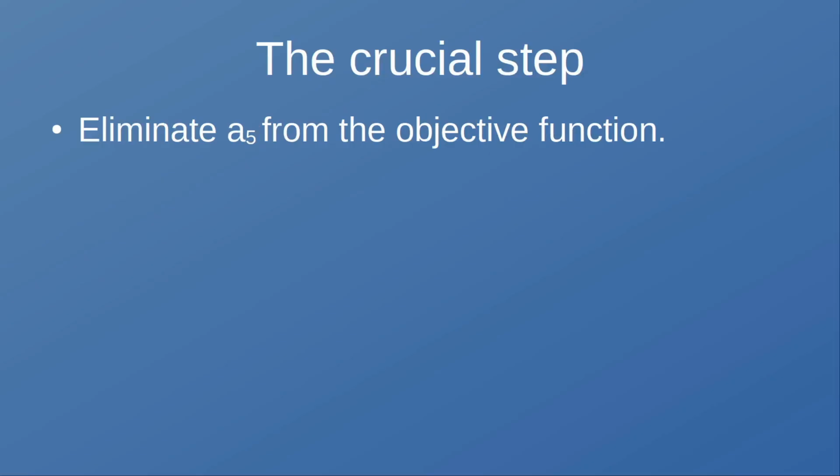Now the crucial step comes in. That is, you have to eliminate A5 from the objective function. Now how is this done?